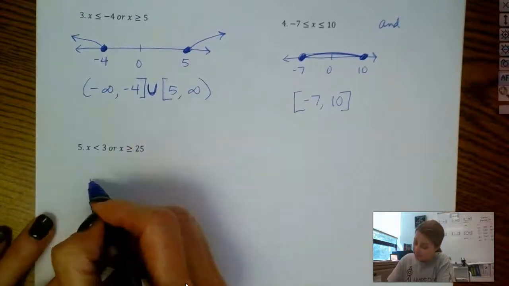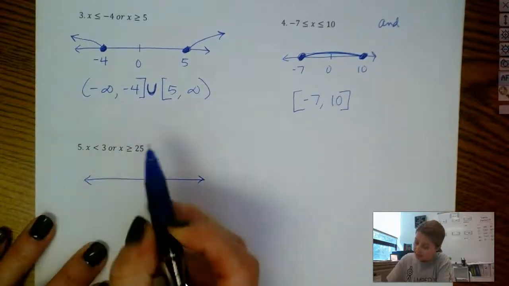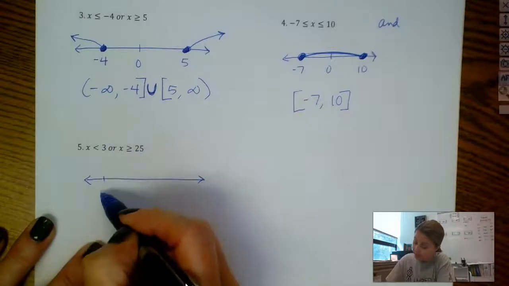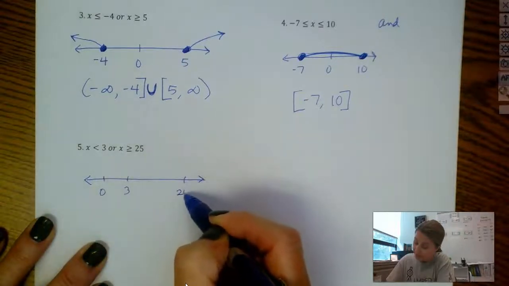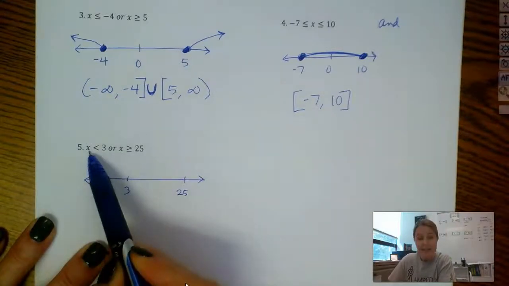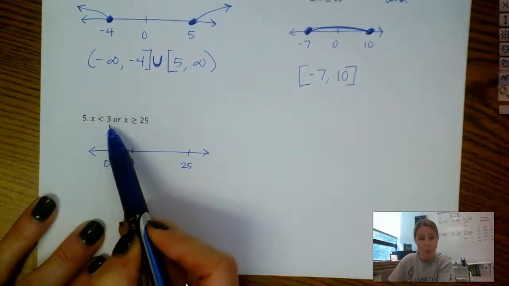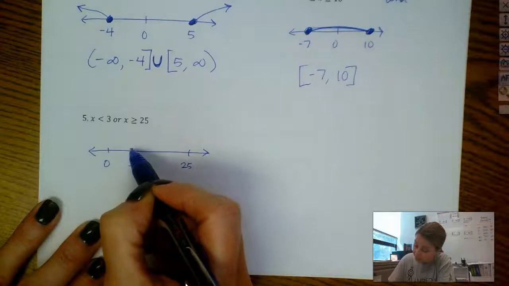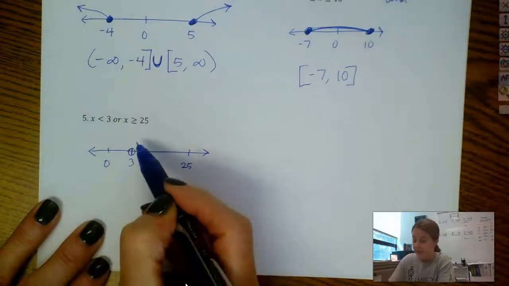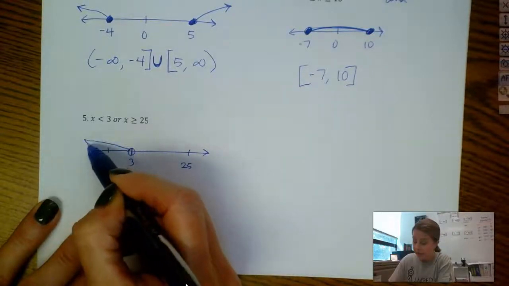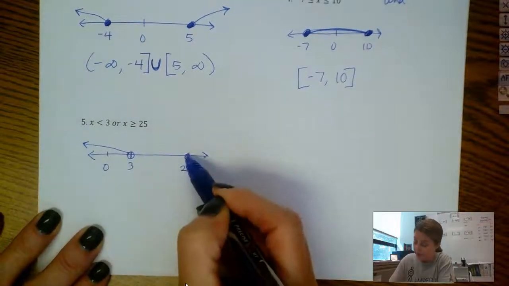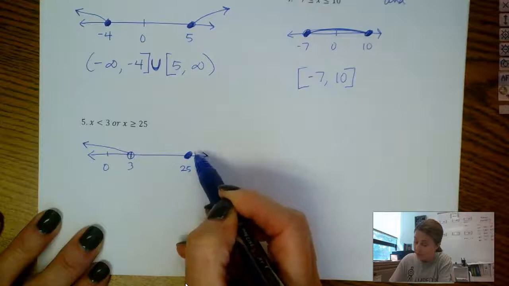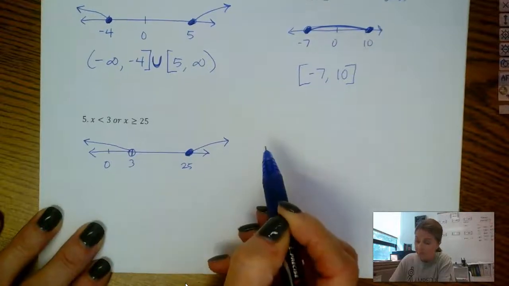Okay, and then lastly, number 5. So 3 and 25. So I'm going to put 0 way here on the left, 3, and then a big gap, and 25. Okay, x is less than 3. This is an open circle. And then less than is all the numbers to the left of that. So x greater than or equal to 25. So this is a closed circle. And then greater than is to the right.